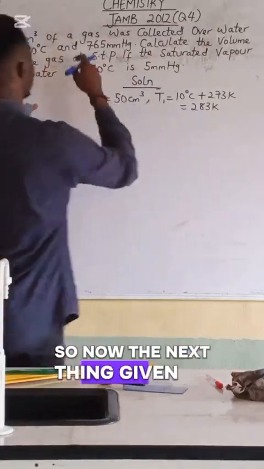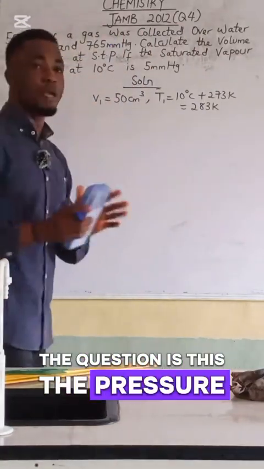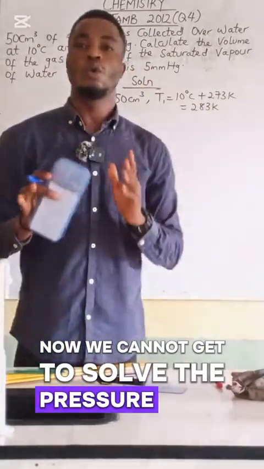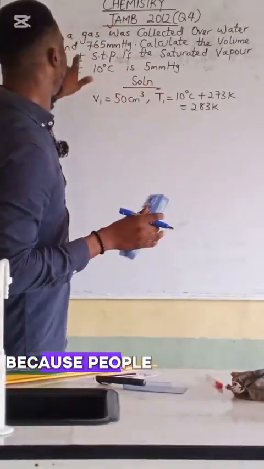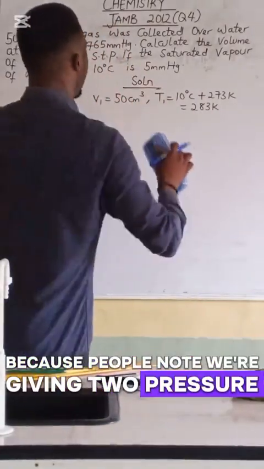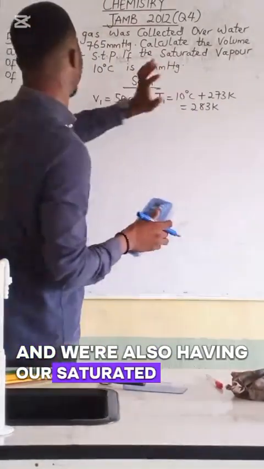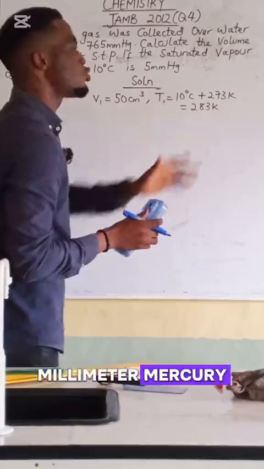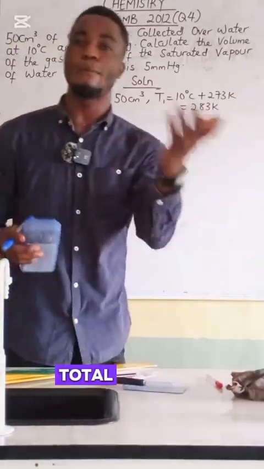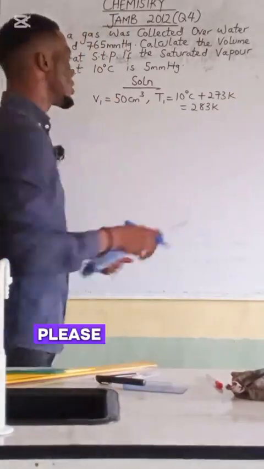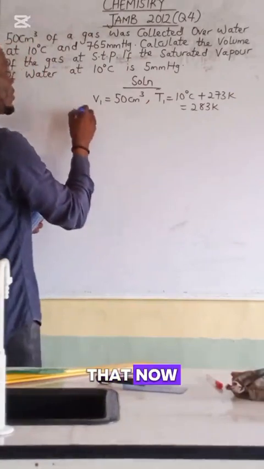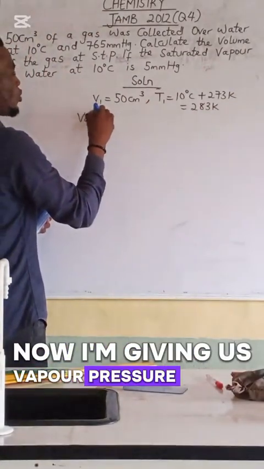The next thing given to us in the question is the pressure. We cannot use it directly, because we are given two pressures: the total pressure as 765 mmHg, and the saturated vapor pressure as 5 mmHg. So we have to subtract the saturated vapor pressure from the total pressure. Please take note.